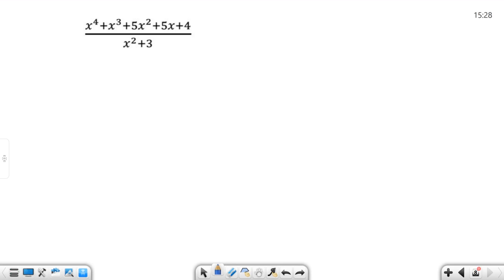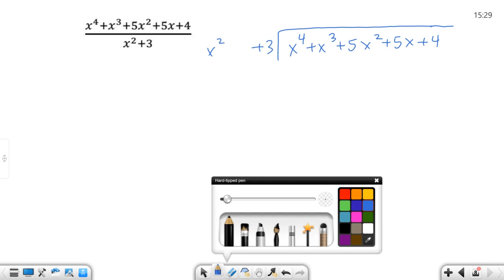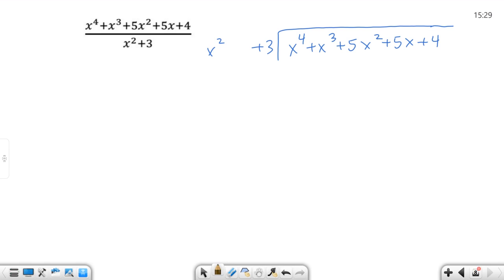So let's look through this one here. Let's start with this. I probably should have that up a little higher again because this is x to the 4th. Still going to be a pretty big problem. Plus x to the 3rd plus 5x squared plus 5x plus 4, all over x squared plus 3. And notice I left space there. Why did I leave space? Because I need to put plus 0x in here. Plus 0x. Need a placeholder.